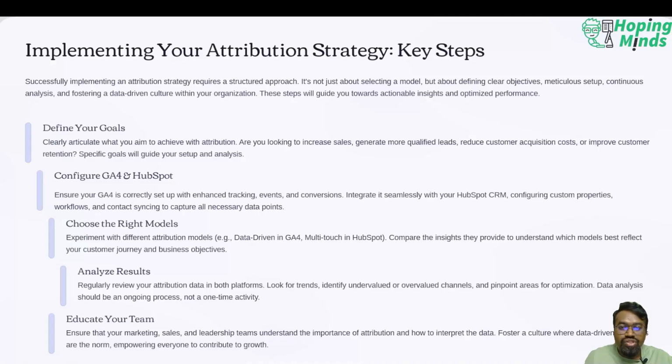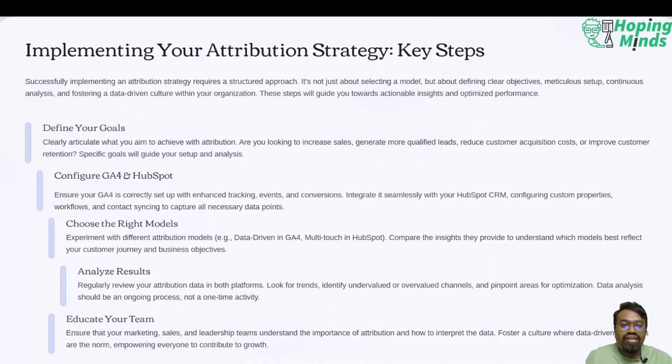Then we need to ensure that our GA4 is correctly set up with enhanced tracking, events, and conversions, integrated seamlessly with your HubSpot CRM, configuring custom properties, workflows, and contact syncing to capture all the necessary data points that are important to be tracked.